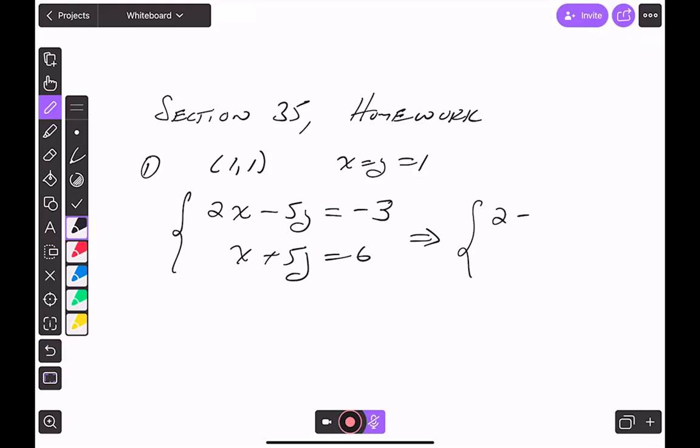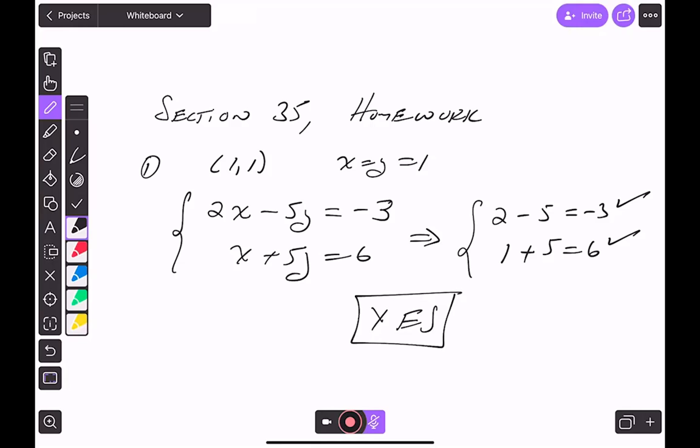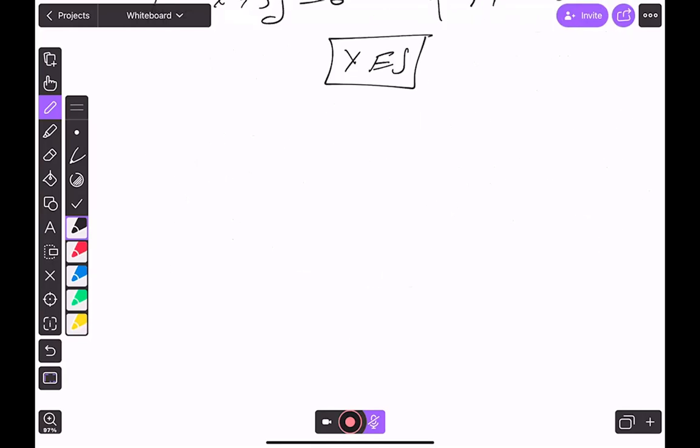It's going to be 2 minus 5, I'm just plugging in x and y as 1, is -3. And this certainly makes sense. The next one is 1 plus 5 is equal to 6. Certainly both make sense. If they both make sense, the answer is a resounding yes. All right. So again, look at the key and make sure you're staring at that. Let's go to number 2.